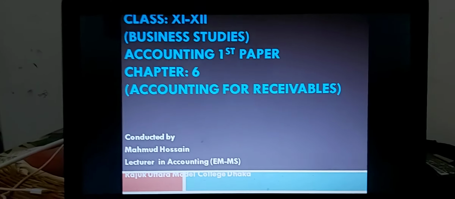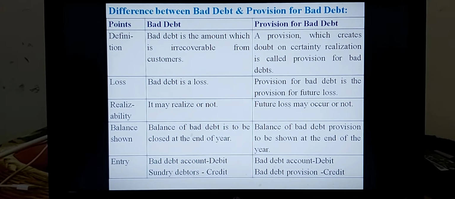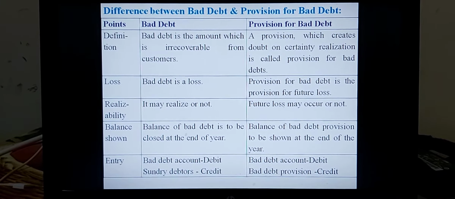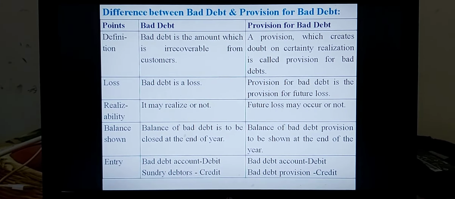Dear students, you are watching in the slide for revision first lecture, difference between bad debt and provision for bad debt. For definition, bad debt is the amount which is irrecoverable from customer. For definition of provision for bad debt, a provision which creates doubt of certainly realization is called provision for bad debt. Loss-based, bad debt is a loss, is an actual loss, but provision for bad debt is a future loss. Realizability, it may realize or not, future loss may occur or not.